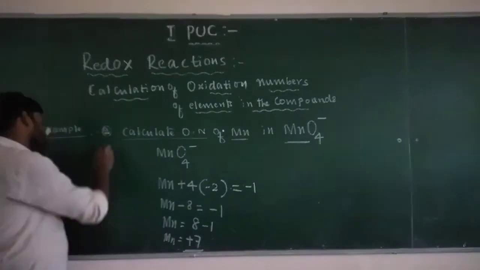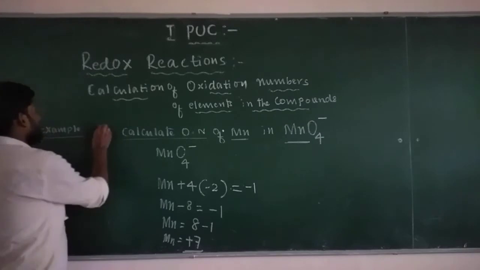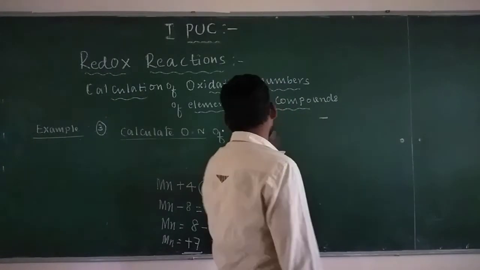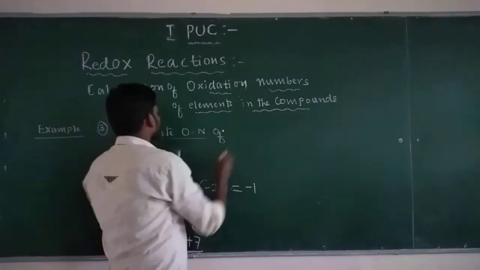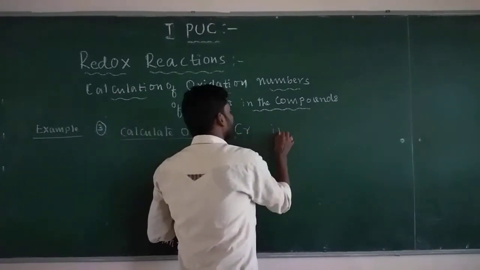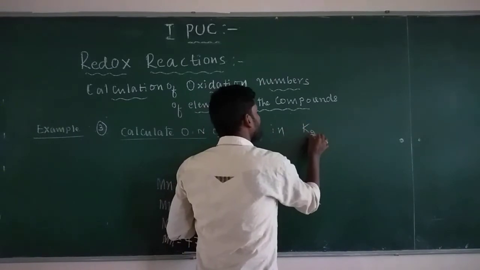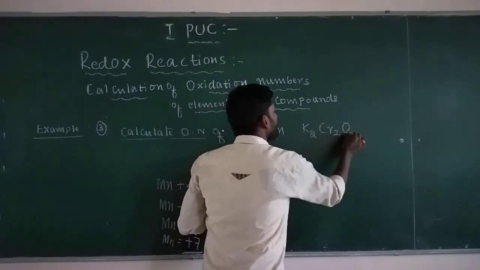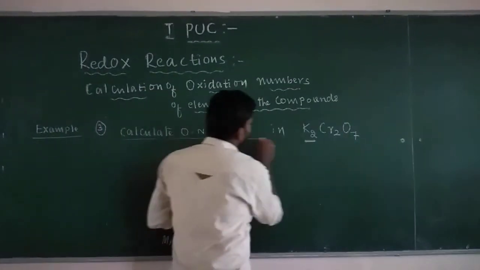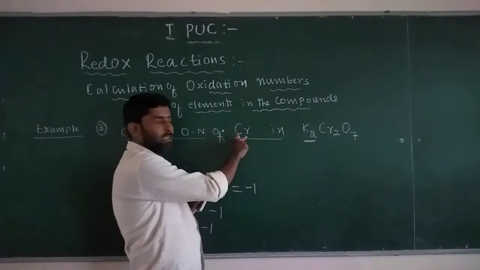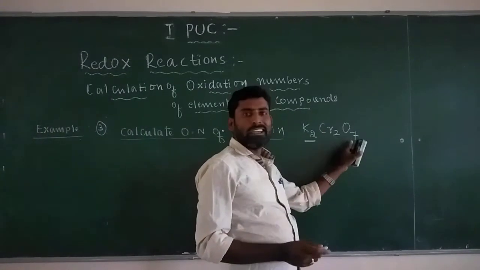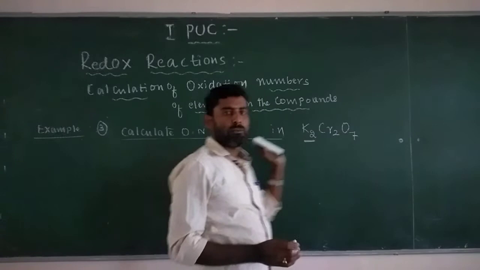Okay, next example 3. Calculate the oxidation number of Cr, chromium, in K2Cr2O7. Cr is nothing but chromium. So calculate the oxidation number of chromium in potassium dichromate K2Cr2O7.